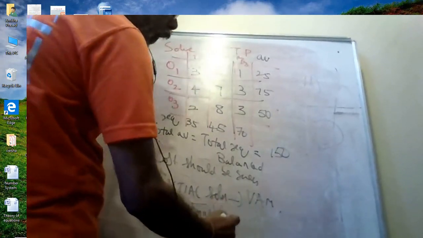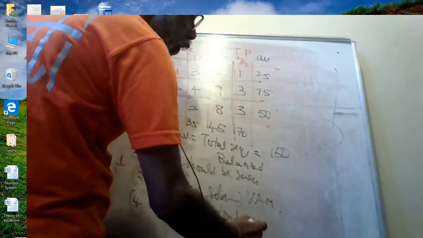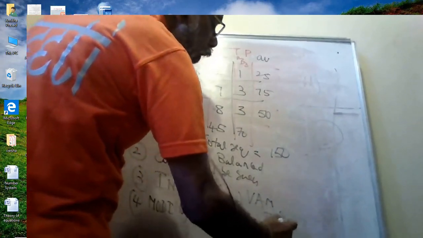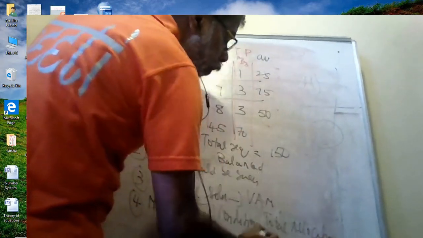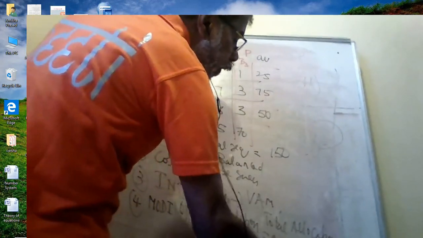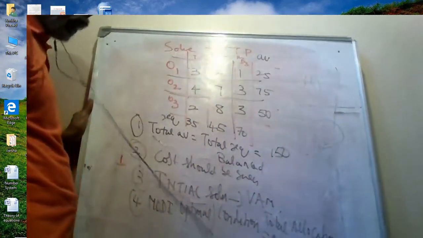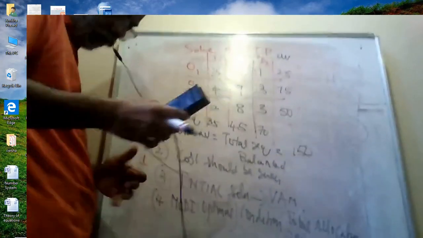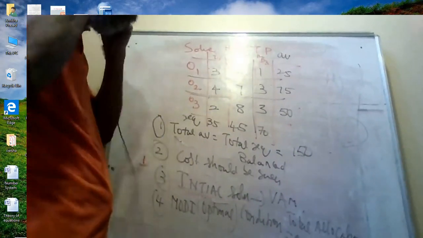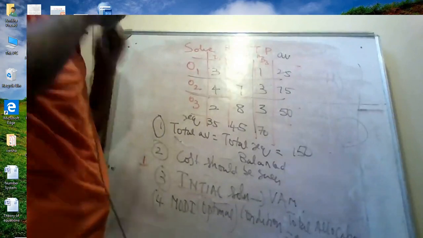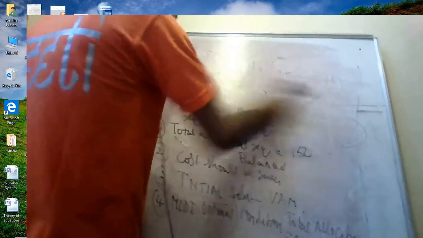So condition: total allocations should be equal to m plus n minus 1. So if this condition is not satisfied, you can't apply. So m is number of rows, n is number of columns. So totally it should satisfy.